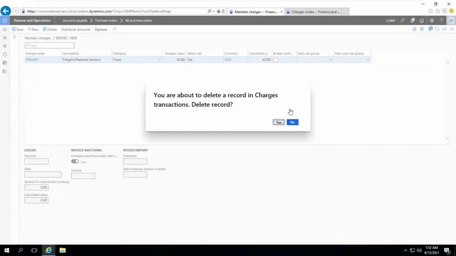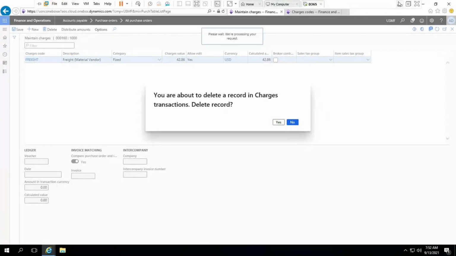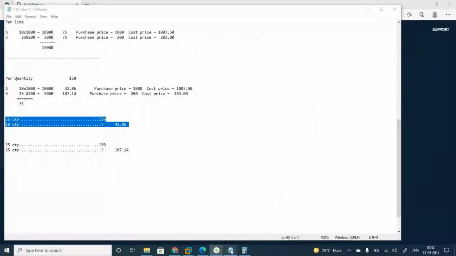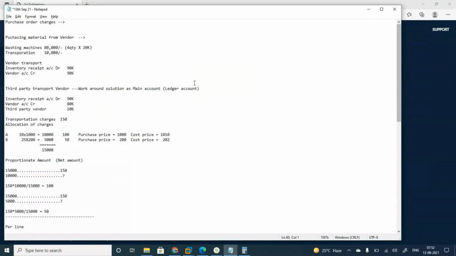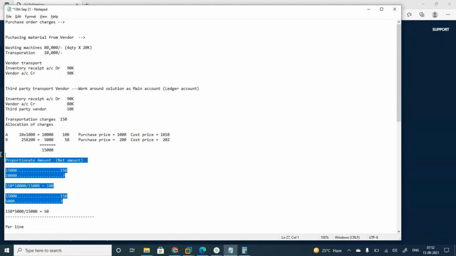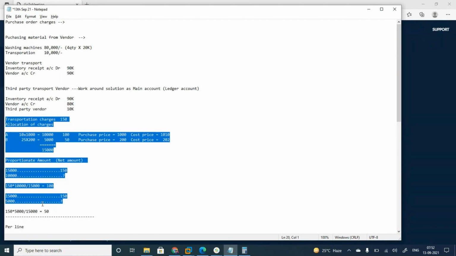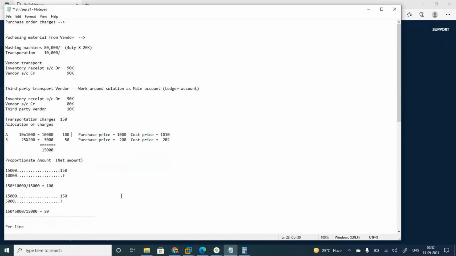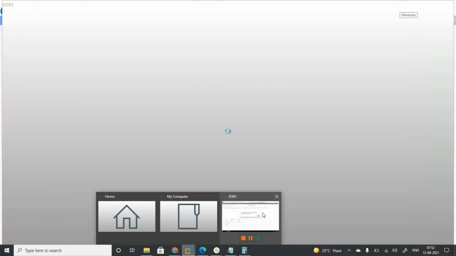I don't want these allocation methods. Usually the best practice is, as I told you, always this method, based on the proportionate amount, net amount. This is my best practice, 150. So we'll proceed with that method.